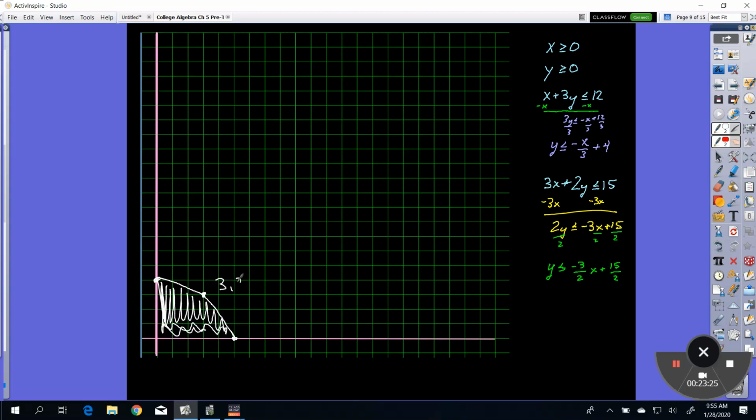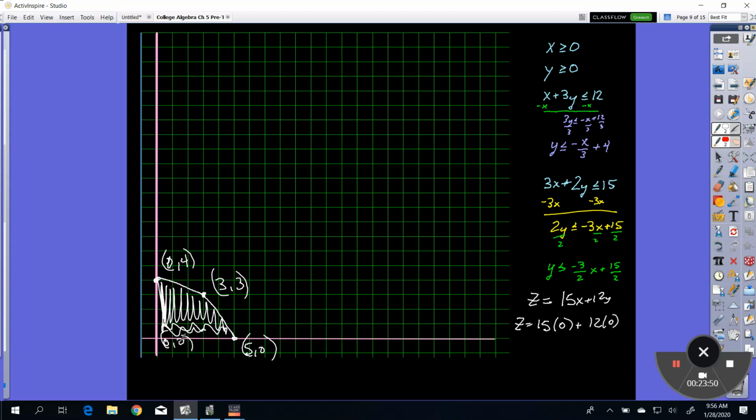So anyways, I know those are my points. Now, it says find the value for z equals 15x plus 12y. And I have 0, 0. So what I'm going to do is I'm going to have 4 problems. So I'm going to have z equals 15 times 0 plus 12 times 0.